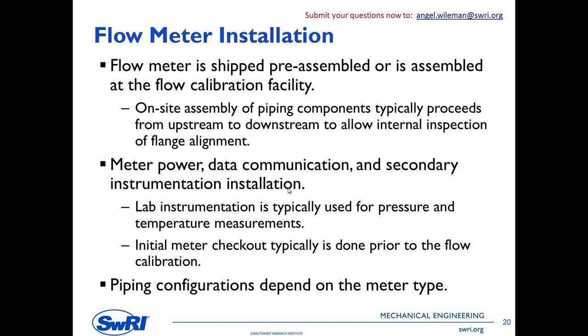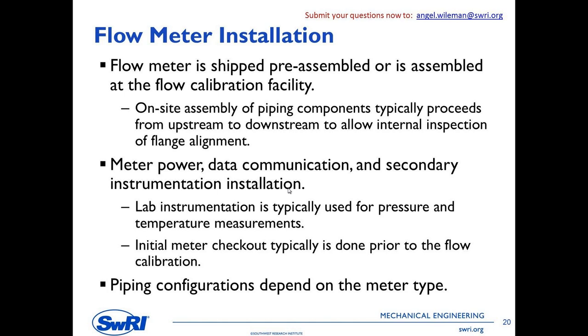So when the meter test actually gets started, what's done? Well, the meter can be either shipped pre-assembled or it can be assembled at the flow calibration facility. Depending on the meter size and the length, you may want to break it down to ship it back to its final destination as well. It can be kind of expensive to ship a very long assembly of a large meter type. When we build things up, typically we'll build things up from the upstream end to the downstream end. That lets us make sure that everything's aligned well, make sure we don't have any gasket material protruding into the piping, that kind of thing.